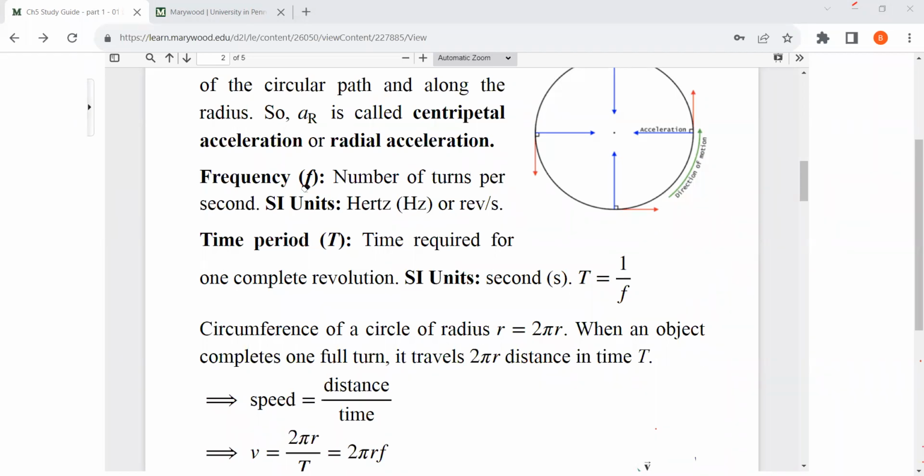So what is the frequency then? Frequency is the number of full turns. Okay, number of full turns per second.